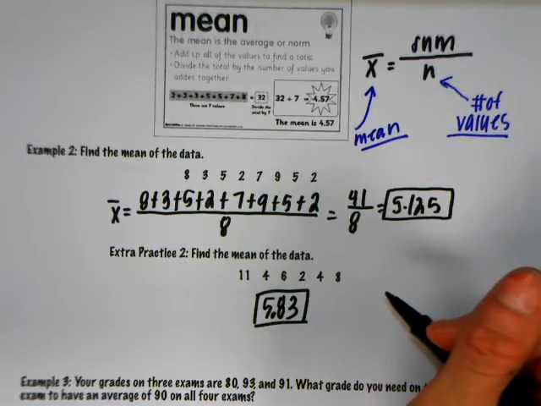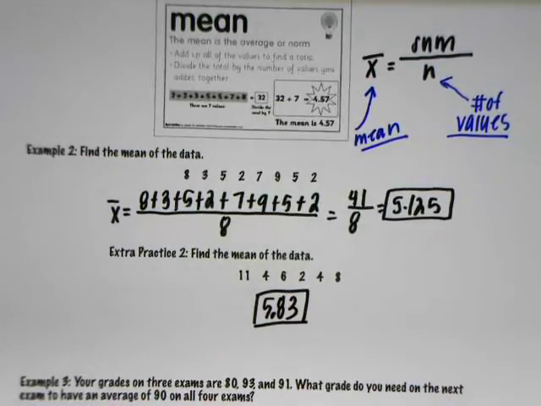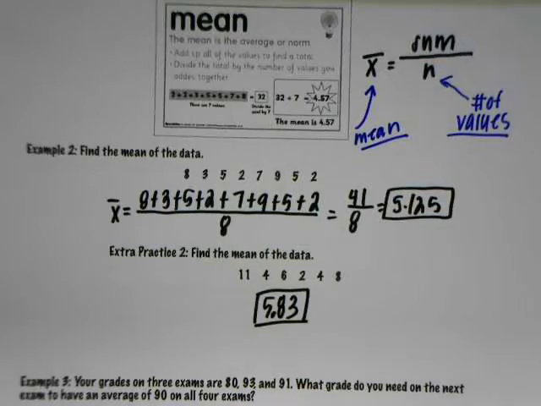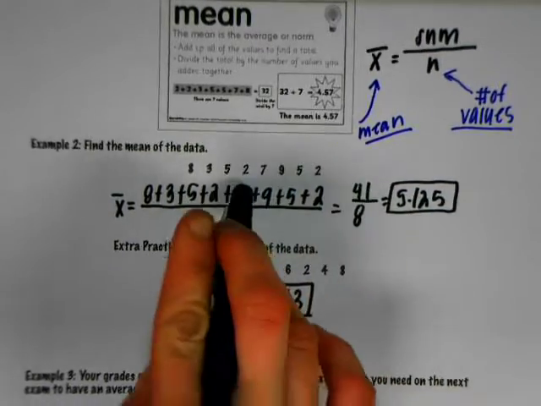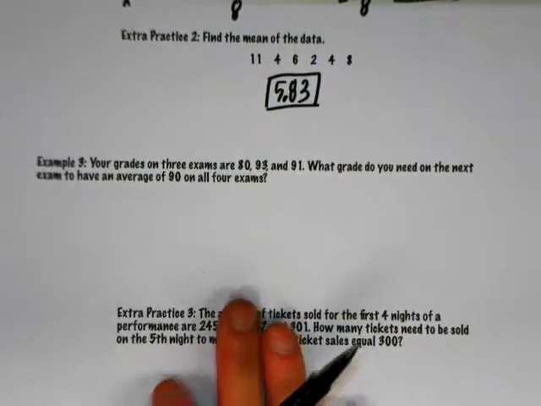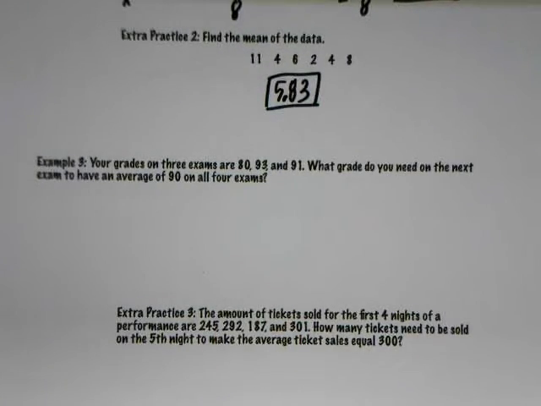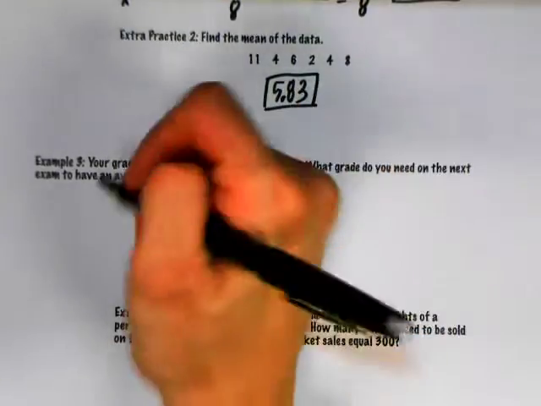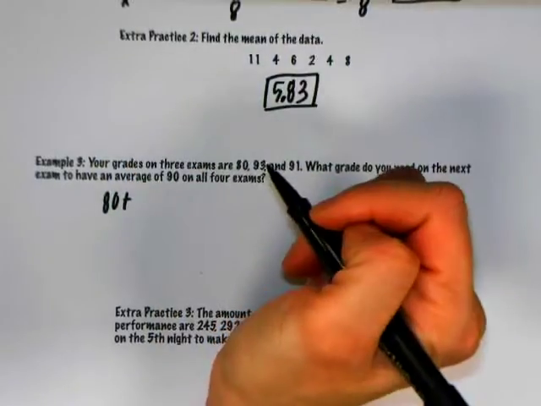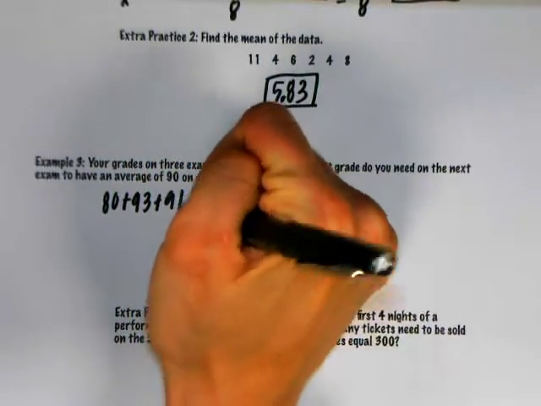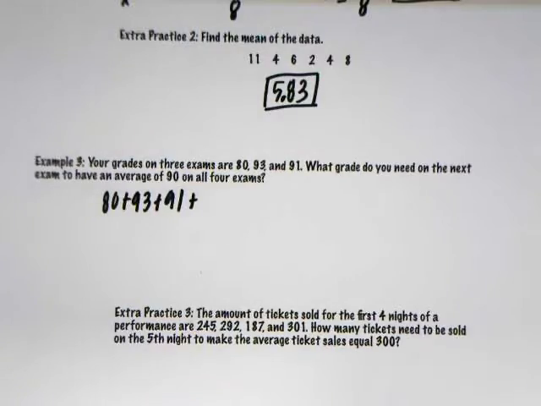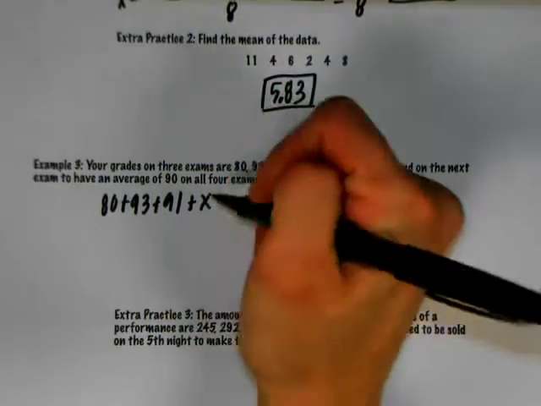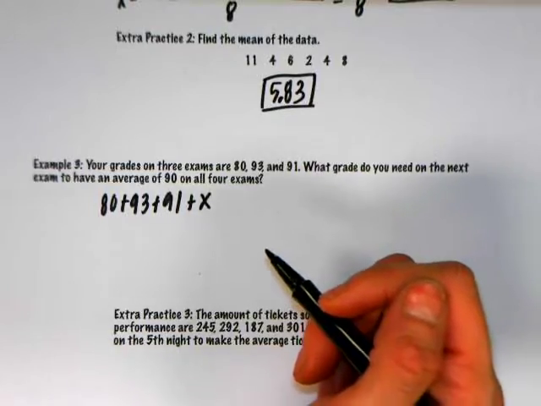Okay. All right. Now there's another type of mean question that they're going to ask you, and it's where you have the mean but you're missing one of the values. Example 3, your grades on 3 exams are 80, 93, and 91. What grade do you need on the next exam to have an average of 90 on all 4 exams? So you are going to set it up. Your first 3 exams are 80, 93, 91. Do we know the 4th exam score? No, that's what we're going to use for x. That's what we're solving for, the 4th exam score.